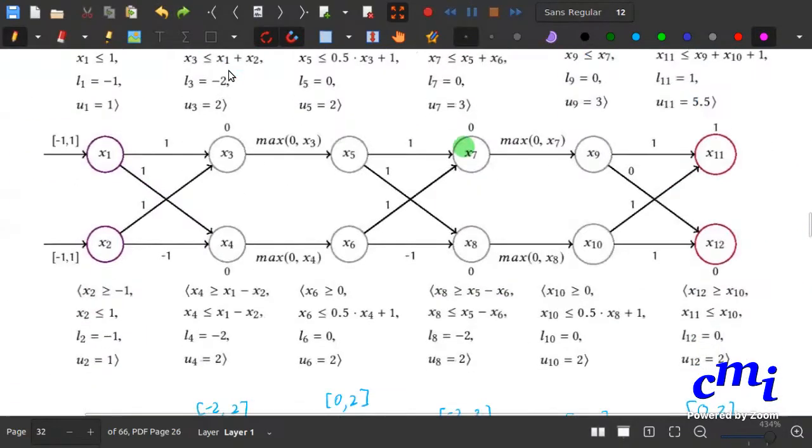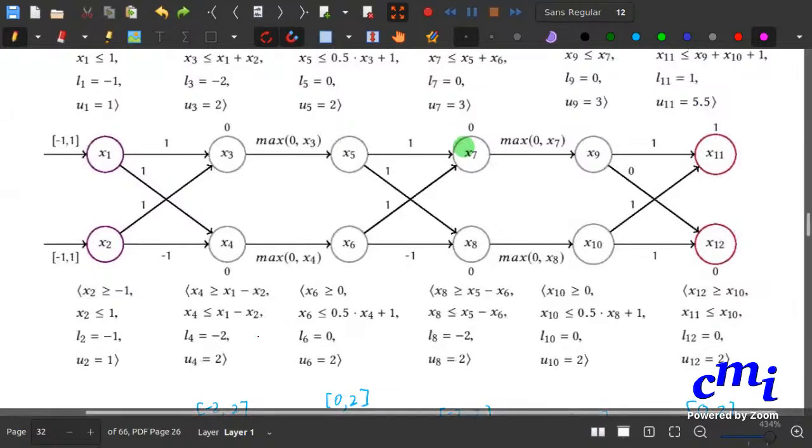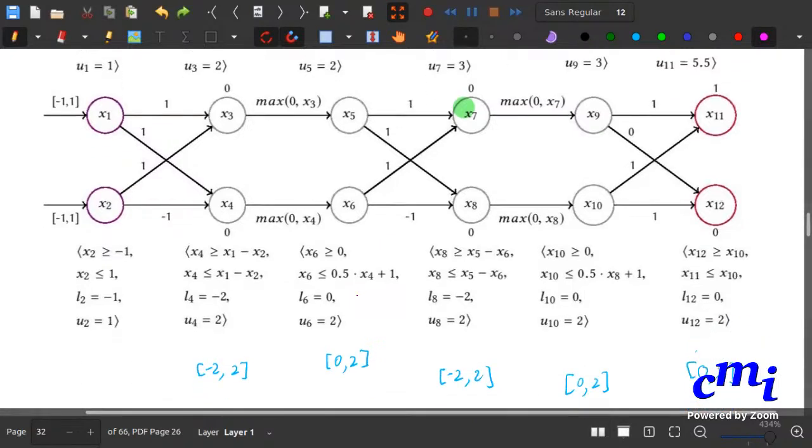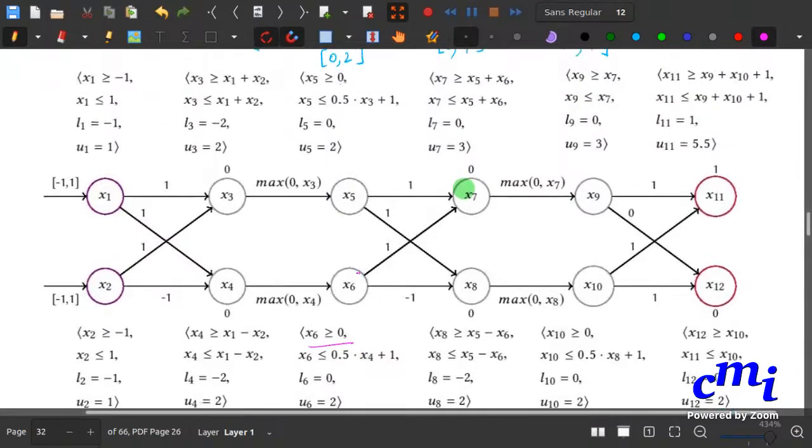Zooming back again a little. Similarly, this is exactly the same case. We have x4 between minus 2 and 2, so exactly similarly, the bound on x6 will be 0.5 times x4 plus 1. Okay, so now let's calculate this. Again, we take x6 greater than or equal to 0.